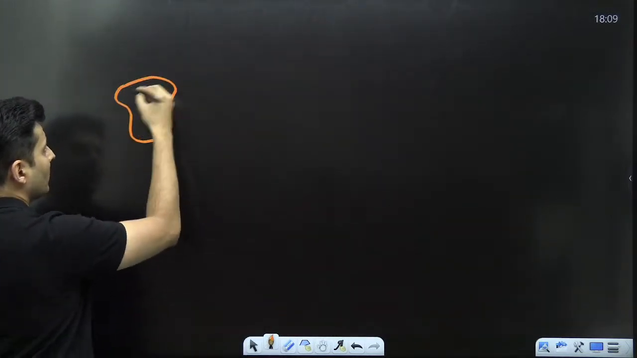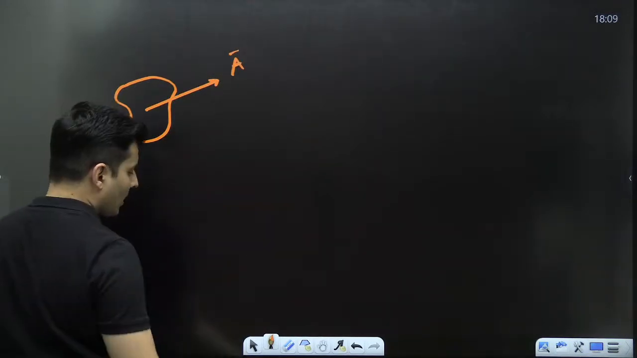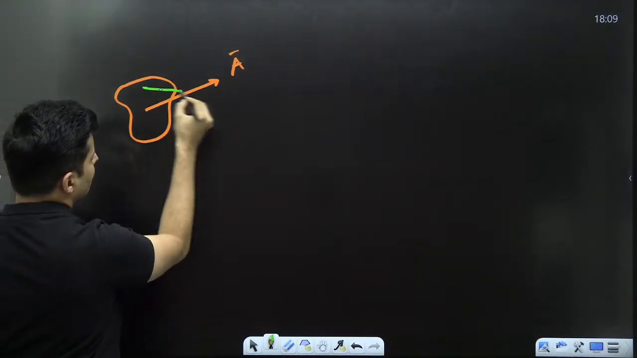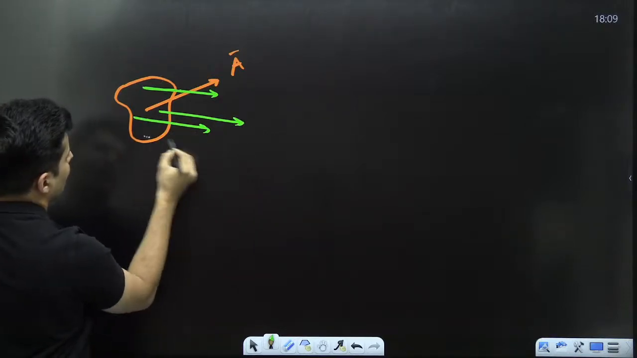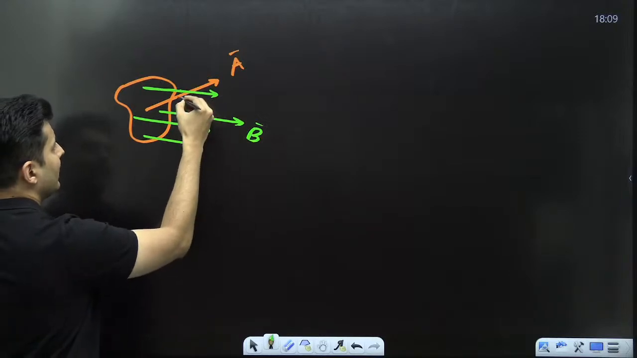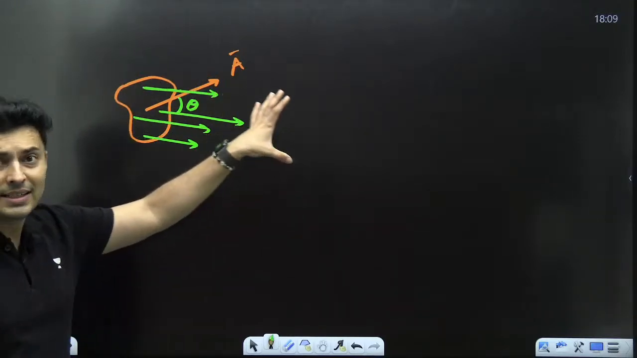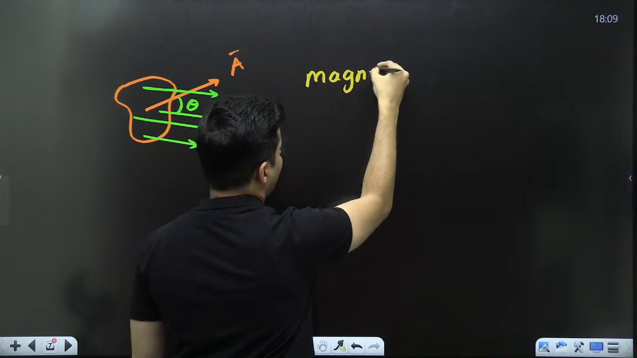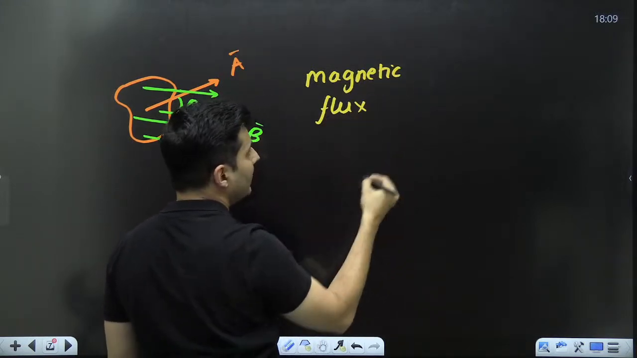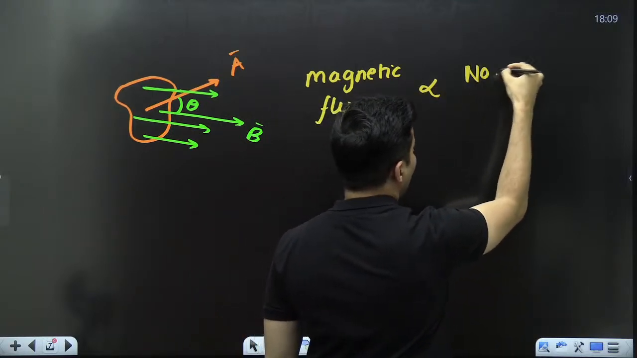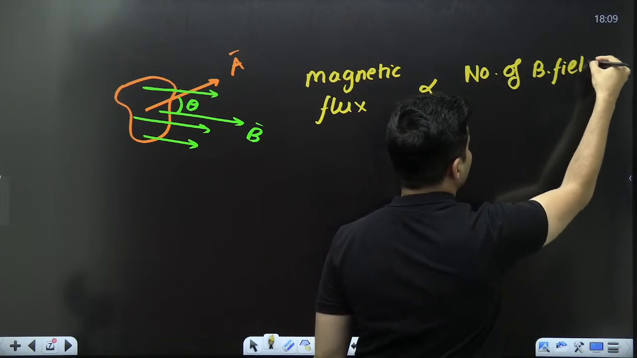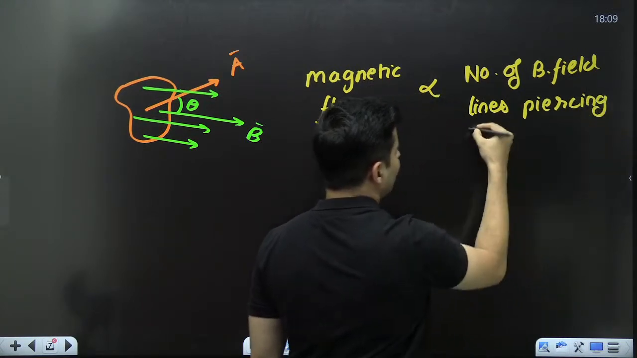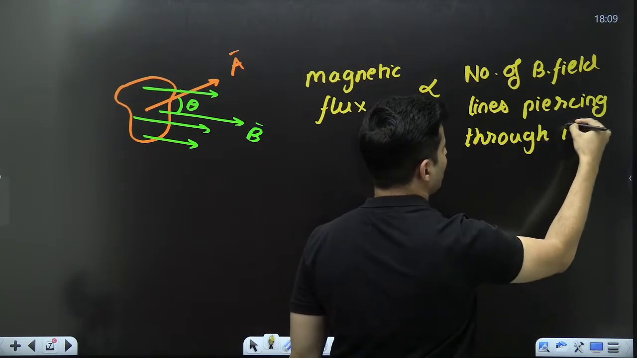Imagine you have an area. This is some area. This is the area vector. Through that particular surface, this is how the magnetic field lines are going through it. Maybe there is an angle theta between them. Because these field lines are piercing through the area, there is a quantity called magnetic flux. This magnetic flux is directly proportional to the number of magnetic field lines, B field lines, piercing through that particular area.